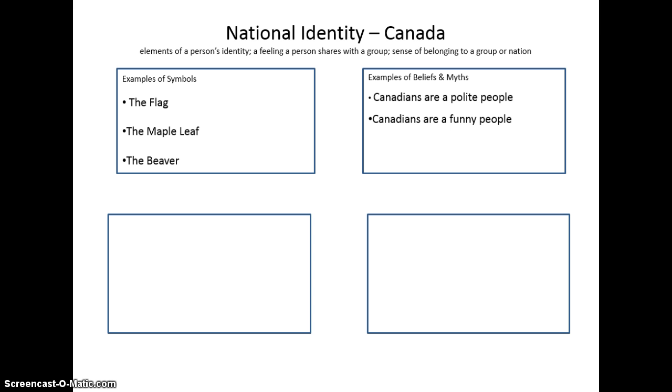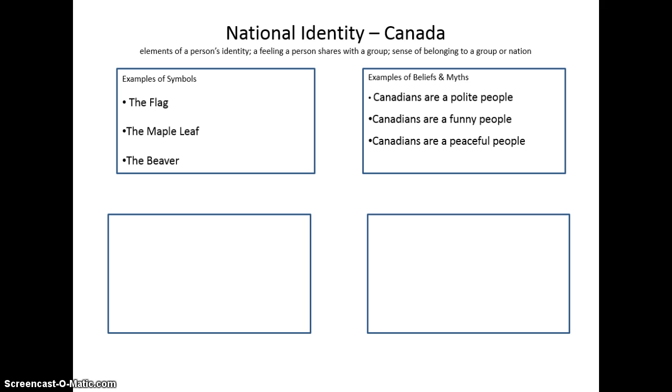Canadians are also seen as a funny people. When we consider all the various comedians and actors who have come from Canada, people such as Mike Myers, we see that whether or not it's actually true, as a belief, Canadians are seen as being quite funny.